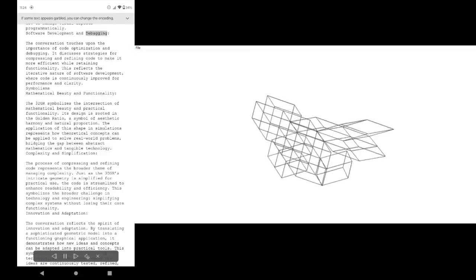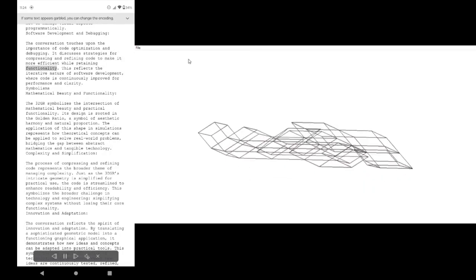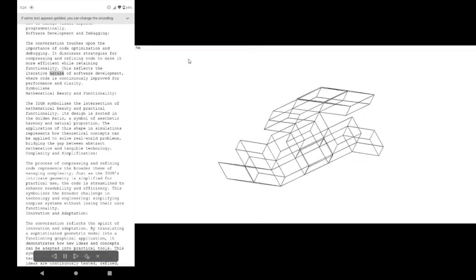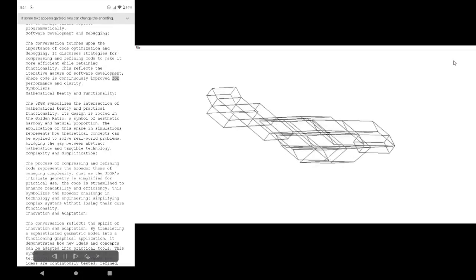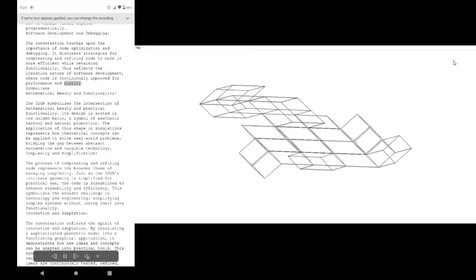Software development and debugging. The conversation touches upon the importance of code optimization and debugging. It discusses strategies for compressing and refining code to make it more efficient while retaining functionality. This reflects the iterative nature of software development, where code is continuously improved for performance and clarity.